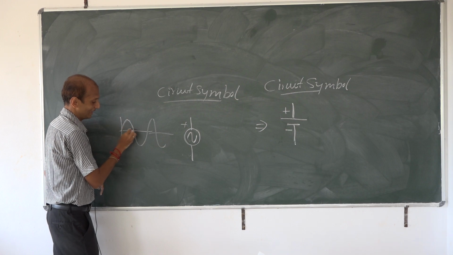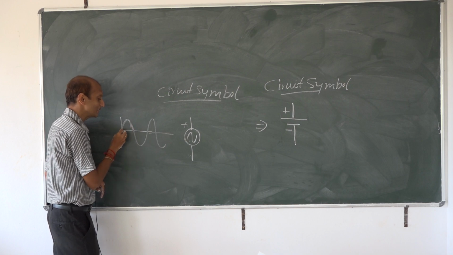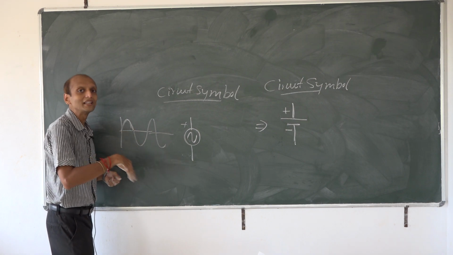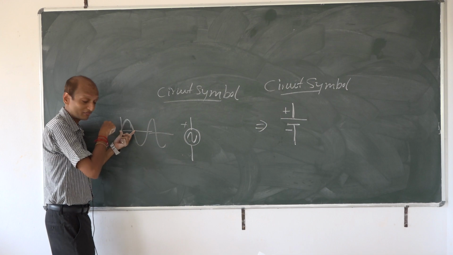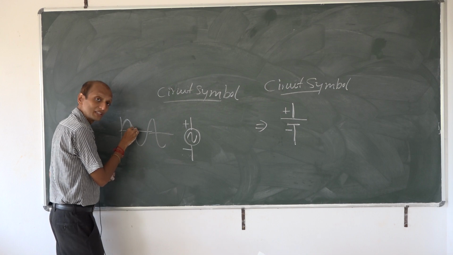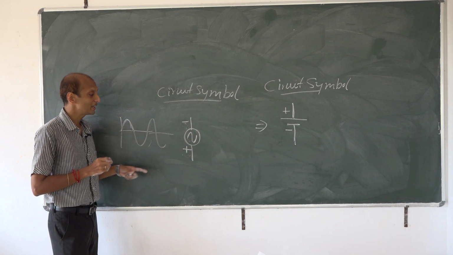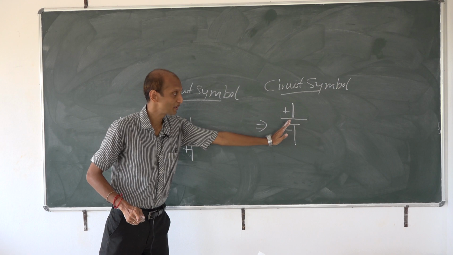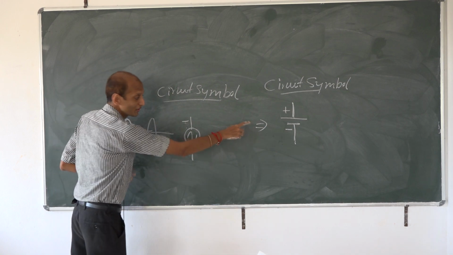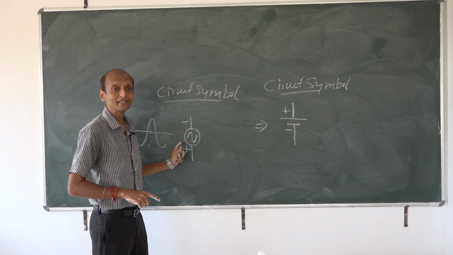Sometimes your voltage will be positive for the first half cycle. We can call this the crest and this the trough. These things we will deal with in further classes. For the first half cycle, this will be positive and this will be negative. When I cross zero going downwards, this will be negative and this will be positive. So this is how we go for the circuit symbols of your DC voltage source and AC voltage source.